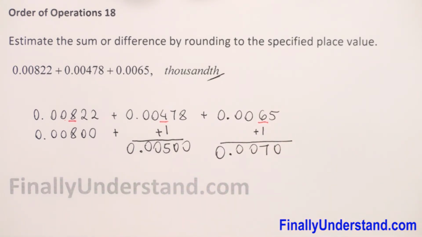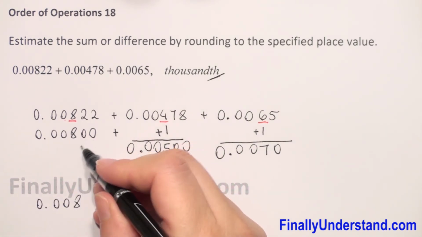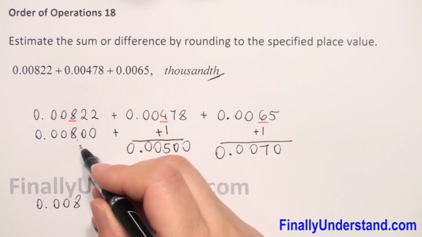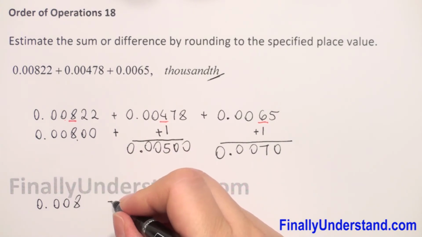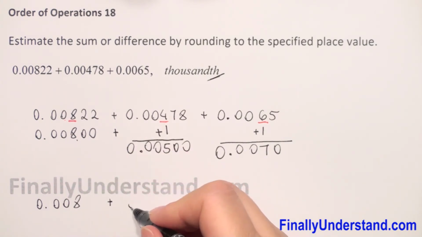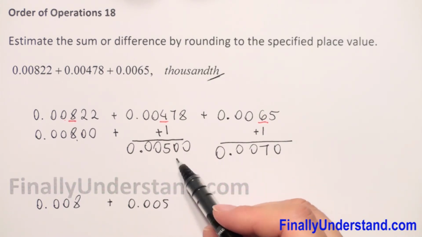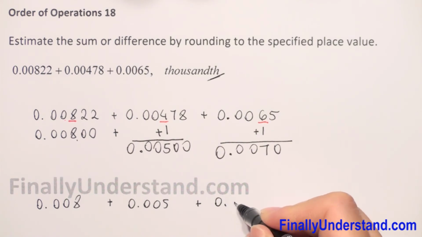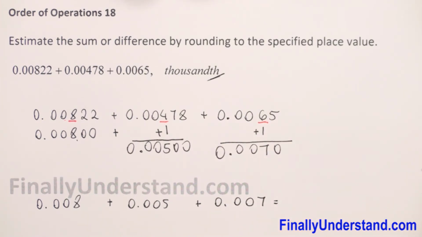So now we have to add these three decimal numbers. We have 0.008. We don't have to write the zeros after 8 because they don't change the value of our number. Plus, and we have 0.005. The same, we don't have to write the zeros after 5, and we have plus 0.007. So now this is equal.